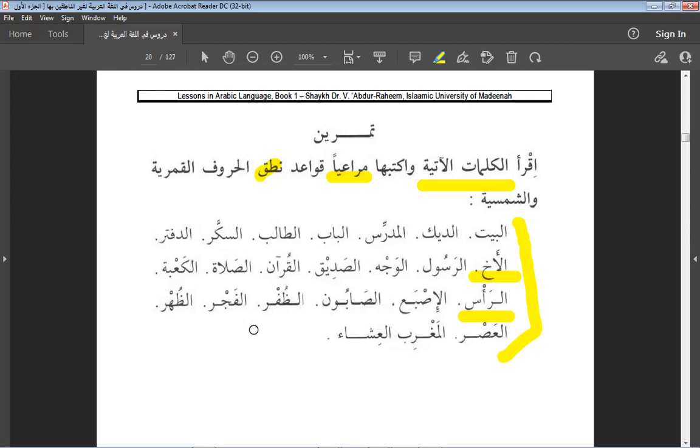So az-zufr comes with the meaning of the nail, and then it comes with the meaning of an-nasr, success or victory, like idha ja'a nasrullah. An-nasr comes as a synonym for it, az-zufr. It comes also as the nail, N-A-I-L, human nails. Its plural is azafir, nails.